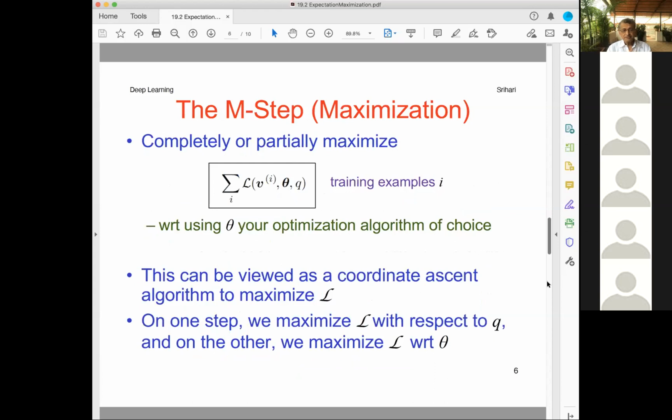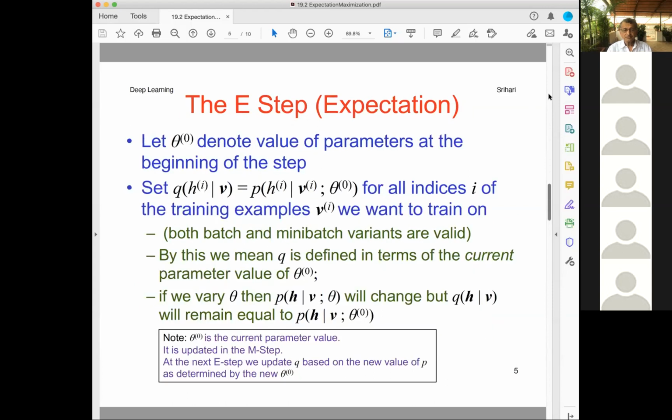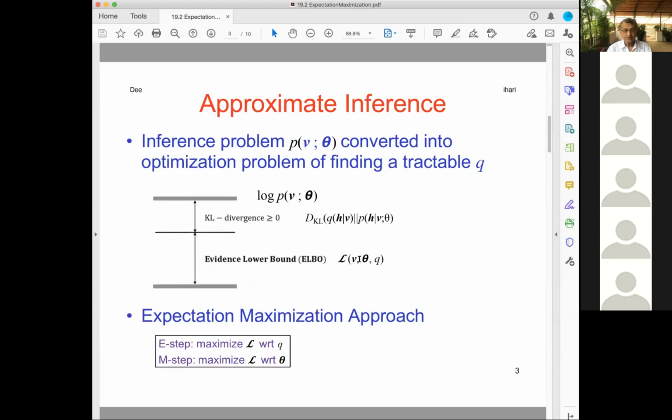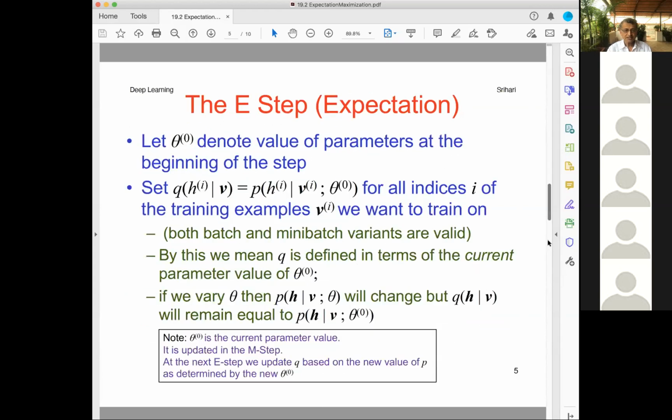In the M step, we completely or partially maximize. This is again the ELBO, the evidence bound that we have, L(theta, Q). We saw this same expression earlier on. Let's remind ourselves: this is the evidence lower bound. That's what this is. L stands for lower bound. It's not likelihood here.